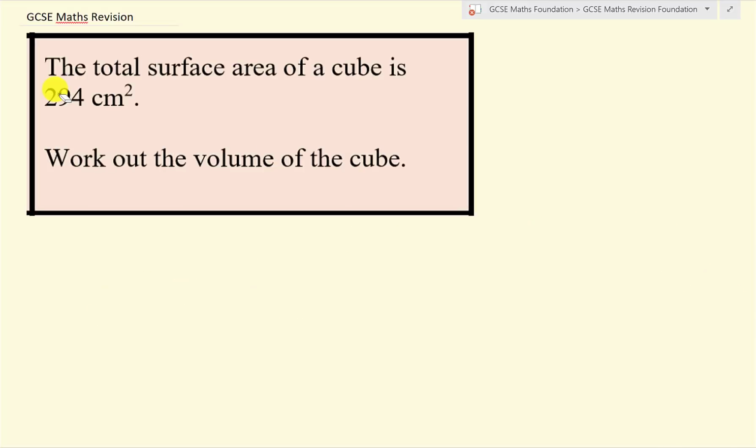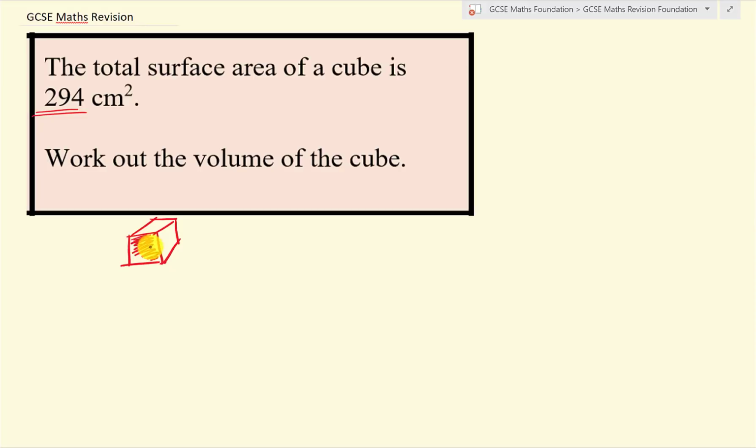The total surface area of a cube is 294 centimeters squared. Work out the volume of the cube. Now let's quickly draw a cube. Now we know a cube has 6 faces. Now each face has its own area. So when you add all 6 areas together, it gives us 294.